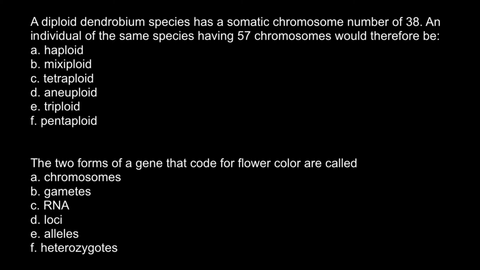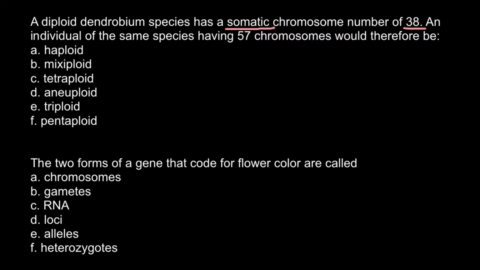So we are told that the somatic number is 38. In an organism we have two types of cells. One would be sex cells or gametes that have a haploid number of chromosomes, and the other type would be somatic cells, or all the rest of the cells in the organism except sex cells. Somatic cells are diploid and sex cells are haploid.